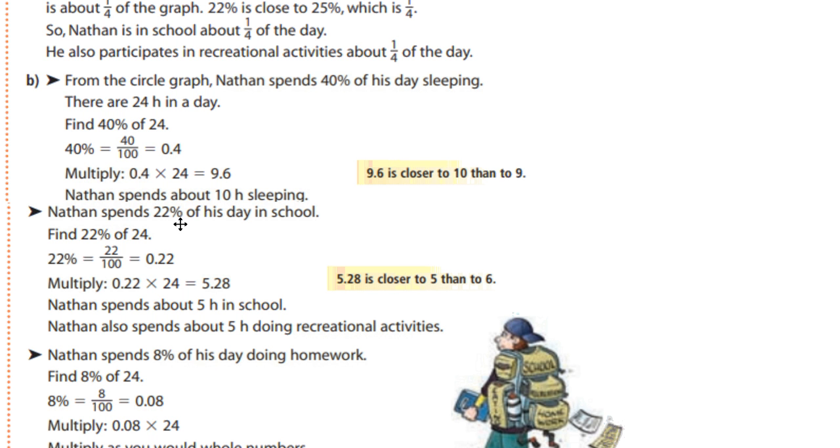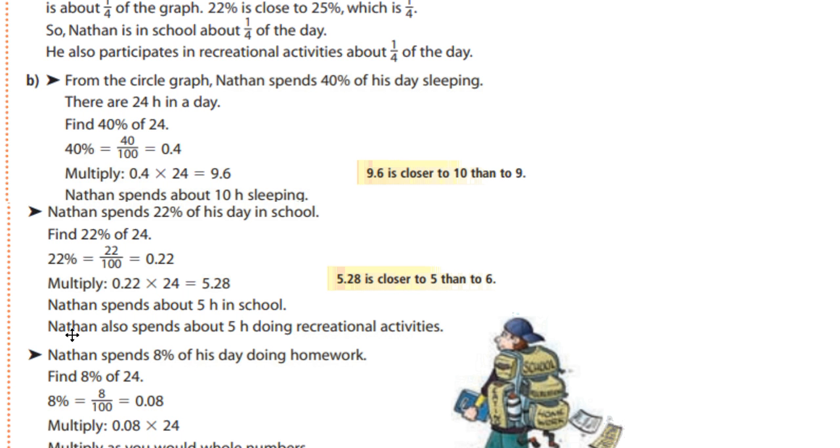He spends 22% of his day in school. So following the same pattern, 22% of 24, that's my English sentence. Turn it into a math sentence. 0.22 times 24 is equal to 5.28. Now we are going to do a little bit of rounding. That's closer to 5 than to 6. So he spends about 5 hours in school. And if you think about it, we have 5 periods in a day. They're all about an hour long. Makes sense. That's not counting lunchtime, because lunchtime you guys are free to do some recreational activities.